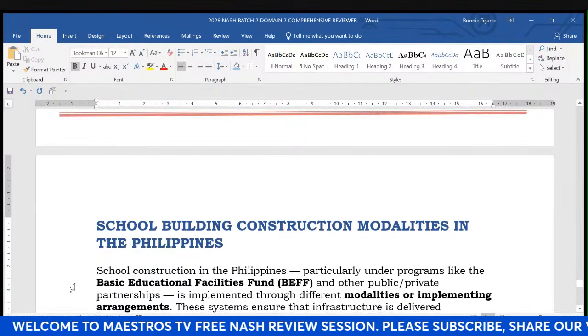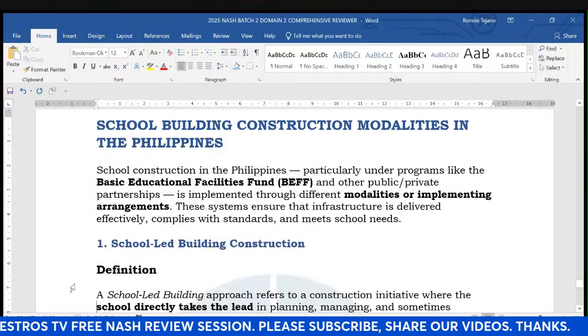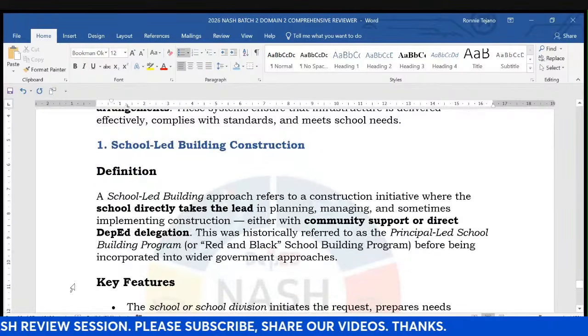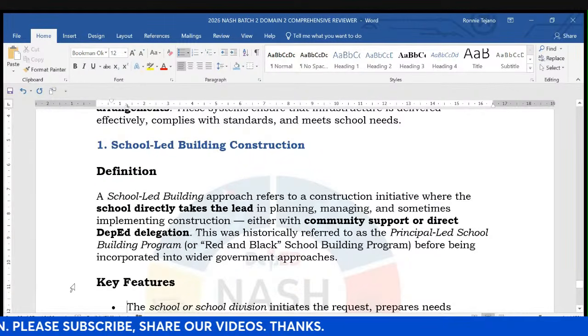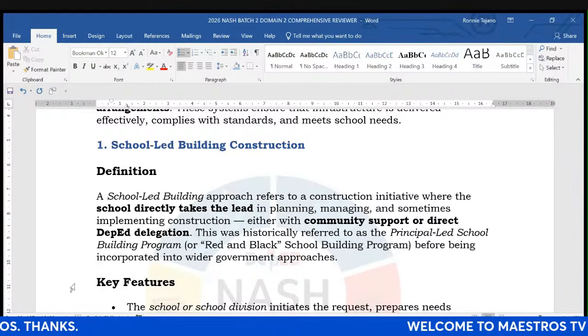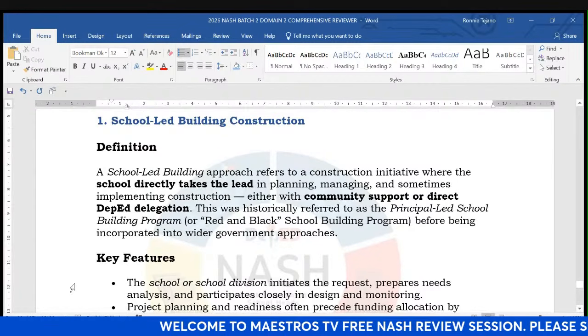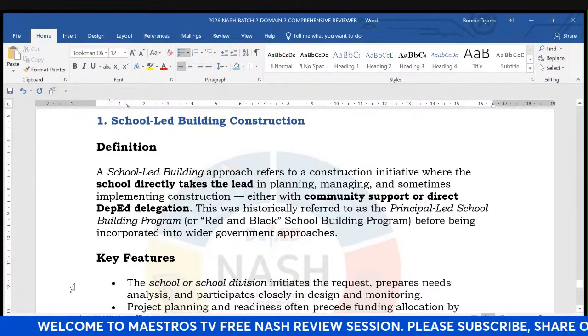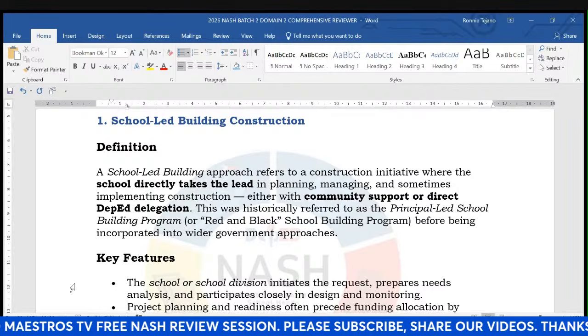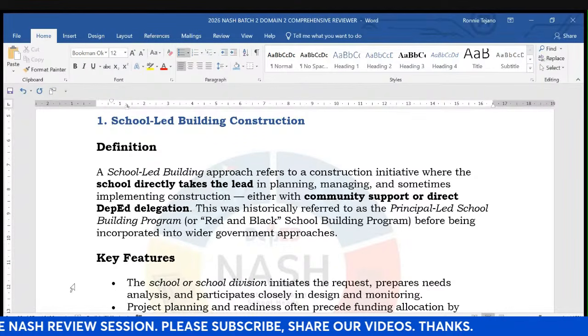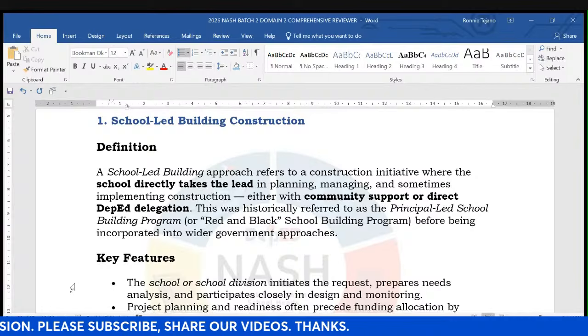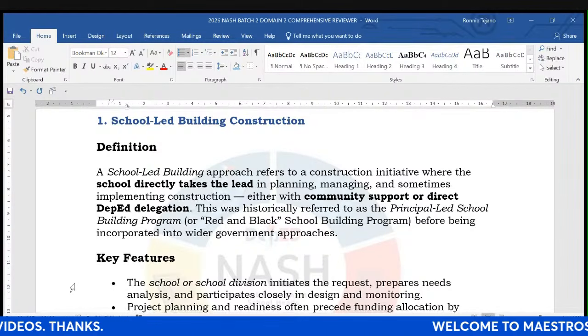Okay, what are the types of construction modalities in the Philippines? First, we have the school-led building construction. If you recall that there was an instance where during the principal-led, before SBM was implemented, no? So this is a construction initiative where the school directly takes the lead in planning, managing, and sometimes implementing the construction, either the community support or direct DepEd delegation.